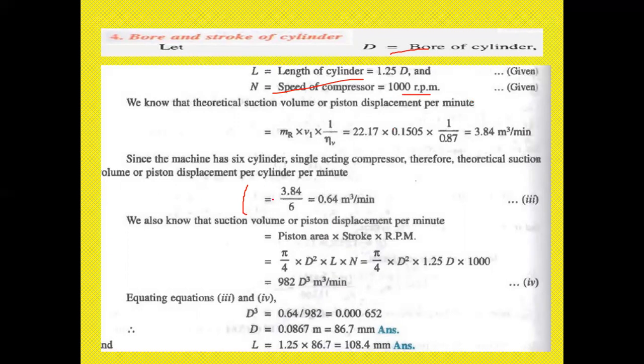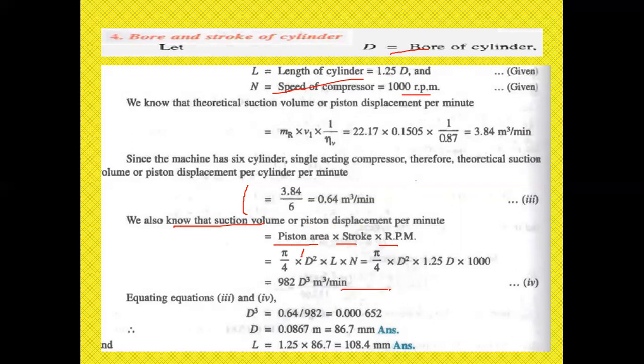Now the suction volume or piston displacement per unit is equal to piston area into stroke into RPM. What is the piston area? Pi by 4 d square, into stroke which is L, and RPM is N. Therefore pi by 4 into d square into 1.25 d into 1000, that is equal to 982 d cube meter cube per minute.